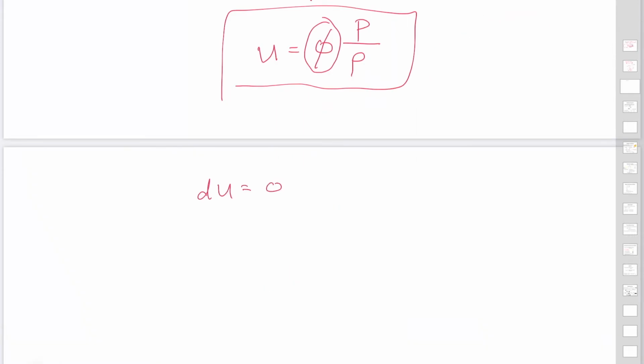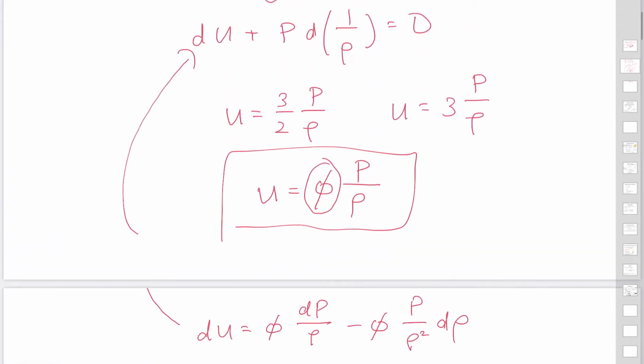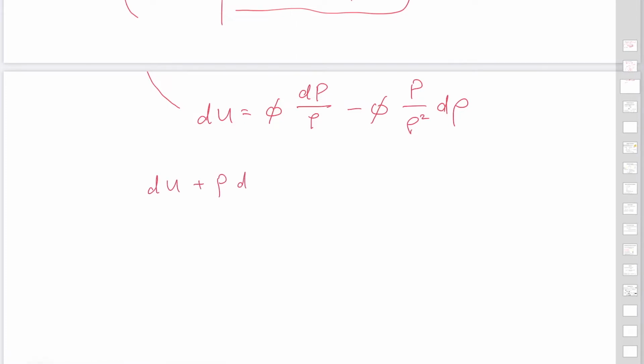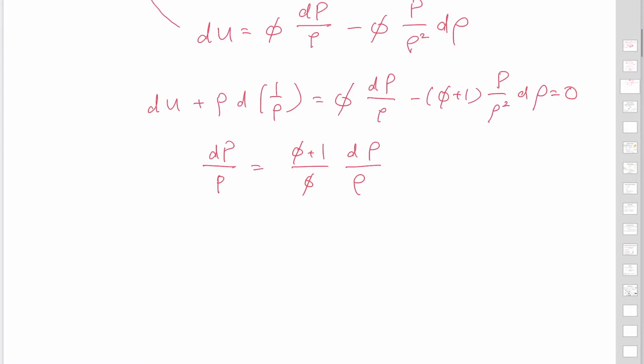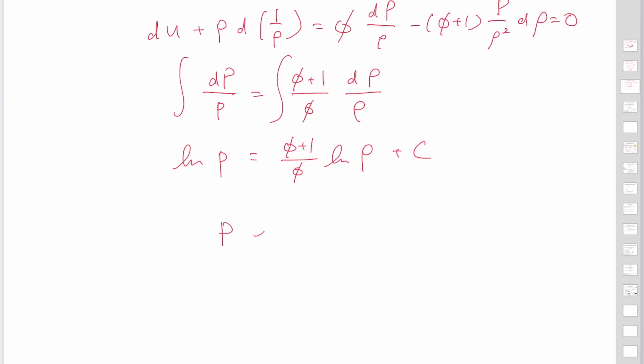du is phi dp over rho minus phi p over rho squared d rho. Then you can substitute these expressions in: du plus p d(1 over rho) equals phi dp over rho minus (phi plus 1) p over rho squared d rho. From these equations, dp over p equals (phi plus 1) over phi times d rho over rho. You can integrate both sides: log p equals (phi plus 1) over phi log rho plus an integration constant. So p is proportional to rho to the power (phi plus 1) over phi.